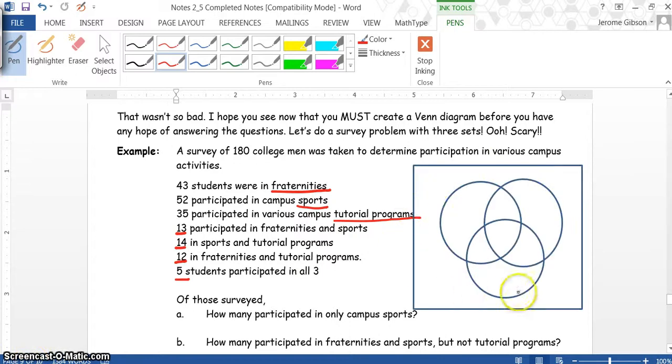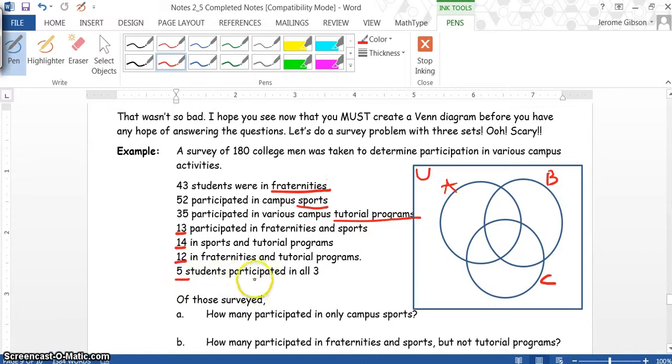Okay, class, I took the liberty of putting in this shape here of this Venn diagram. We had 3 different sets, so we have those labeled here. Now, first of all, we could label these as A, B, and also C. And we can make A the fraternities, B the sports, and C the tutorial programs. And of course, we have our U, which is the universal set.